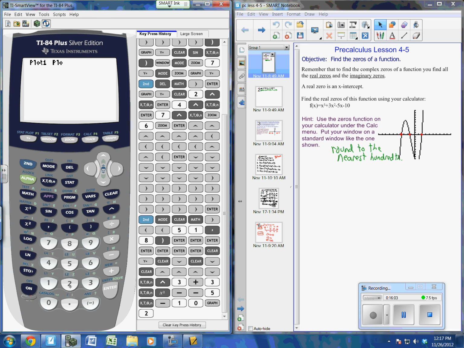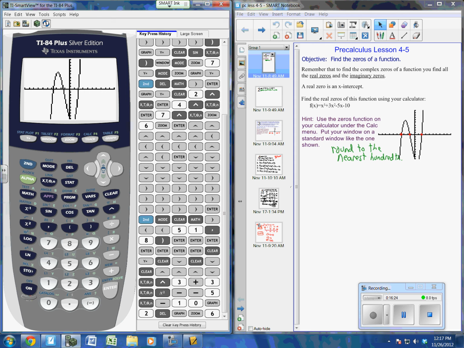Whoops. Doubled one of my minuses up. Sometimes, oh, I forgot to hit zoom 6. Get a standard window. All right, there are my 3 zeros. I can see where it crosses the x-axis.